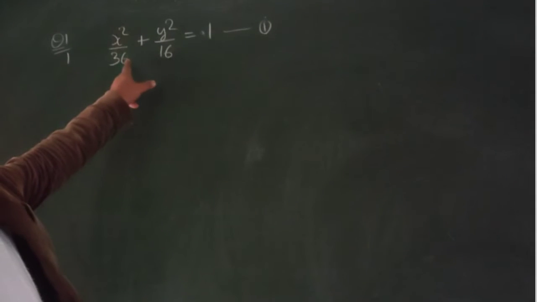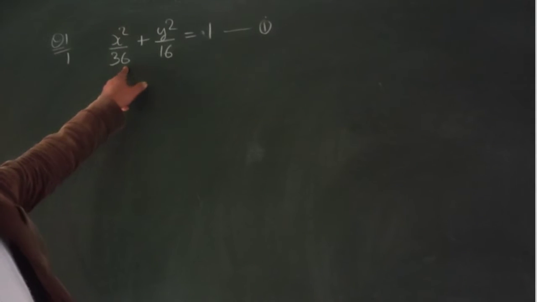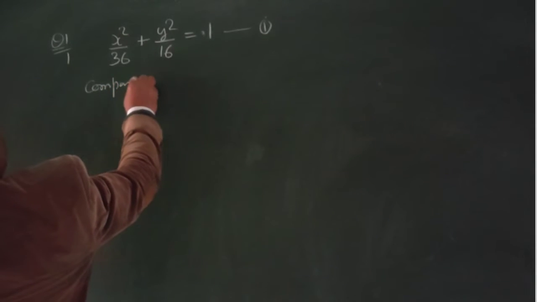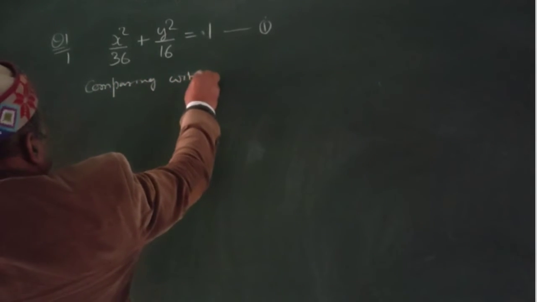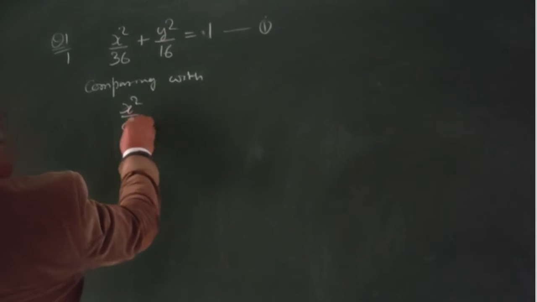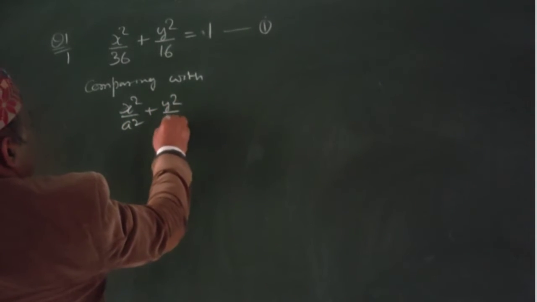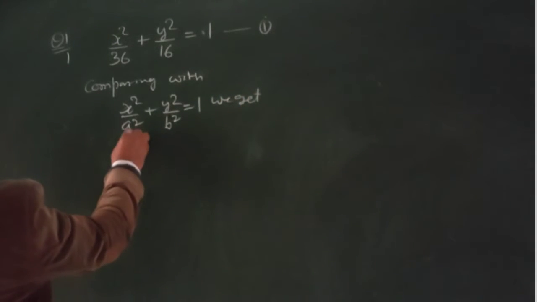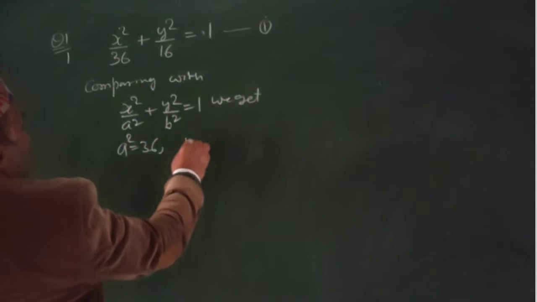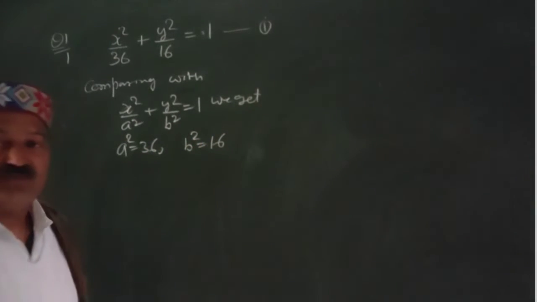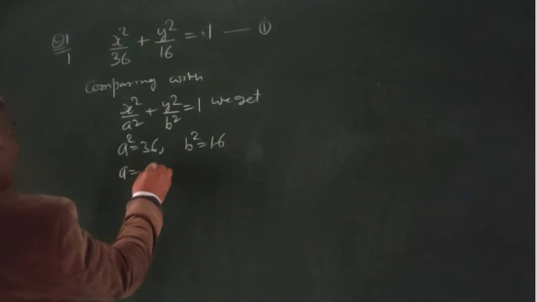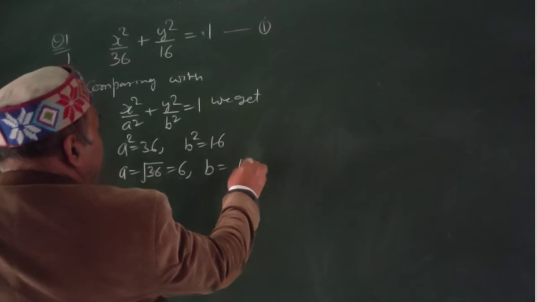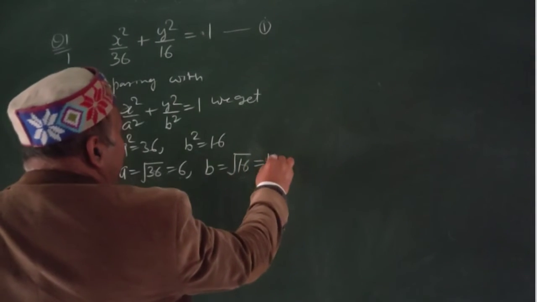So a square is greater, and it is b square. Comparing with x square upon a square plus y square upon b square is equal to 1, we get a square is equal to 36 and b square is equal to 16. Therefore, a is equal to square root of 36, that is 6, and b is equal to square root of 16, taking only the positive sign, is equal to 4.